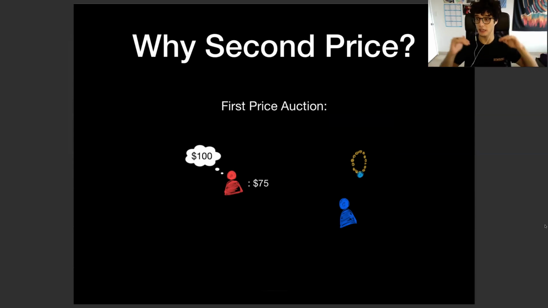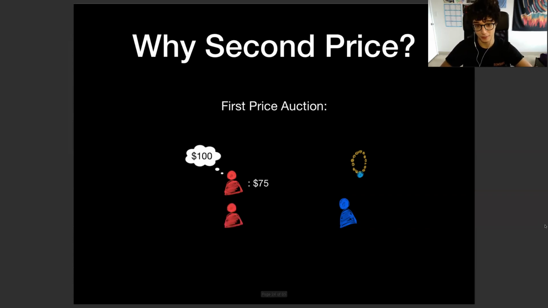I want to bid below my valuation for the item because my goal is to win the item and make a profit. I gained this $100 necklace, but I only paid $75. So I'm incentivized to peel off of my actual value with my bid to try to gain some sort of profit. But there can be problems here.